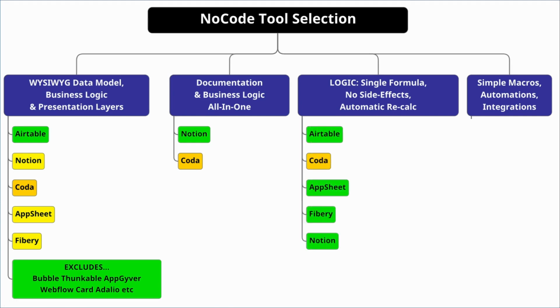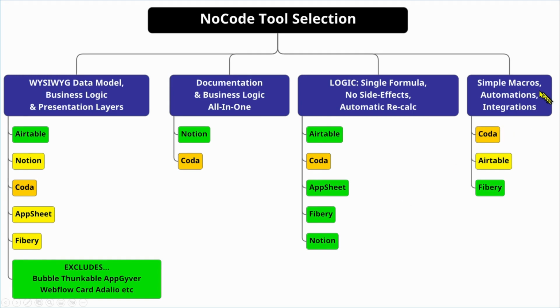Now, when you go to looking at the formulas and the formula language and having no side effects and automatic recalculation and all of that, you're back to the usual suspects, Airtable, Coda, AppSheet, Fibre, and Notion. Although Notion is now down at the bottom of the list because its formula language is really very difficult, particularly for Excel whiz kids. They look at the Notion formula language and they do not find it attractive.